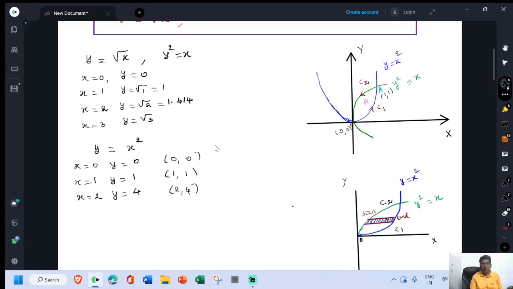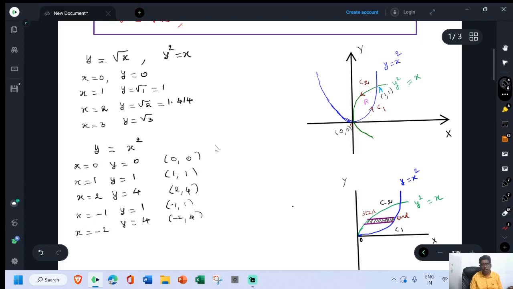Then for the negative values, x = -1, we get y = +1. For x = -2, we get y = 4. This is -1, 1. This is -2, 4. We can get this portion. Therefore, for y = x², we get this parabola.